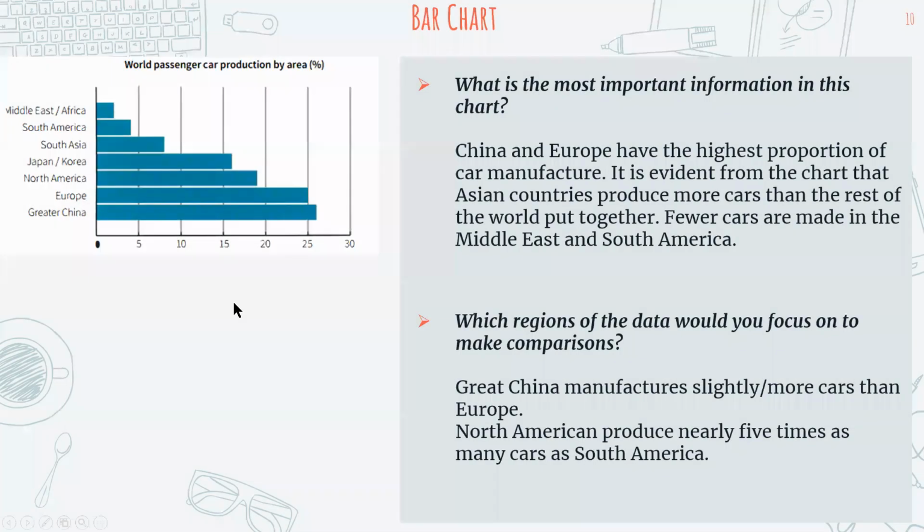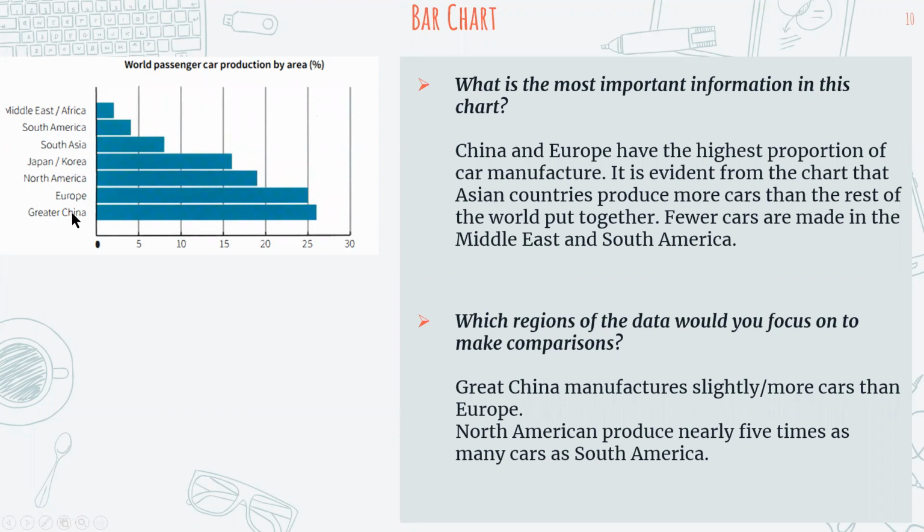Okay, so let's look at another example. We have here a bar chart. The bar chart, of course, represents some visual data about something. Here it says world passenger car production by area, and it's a percentage. Here we have Greater China.